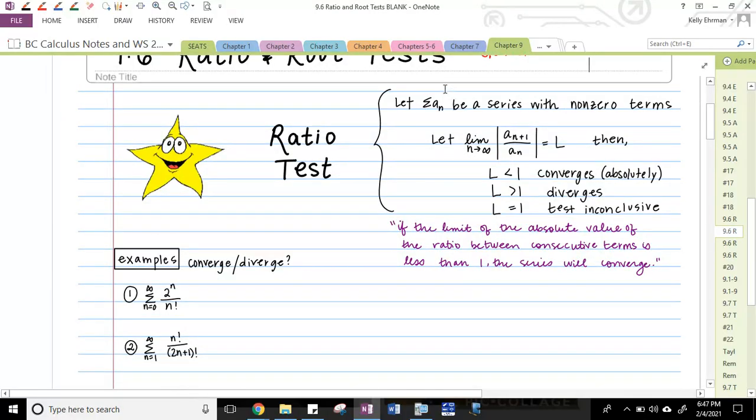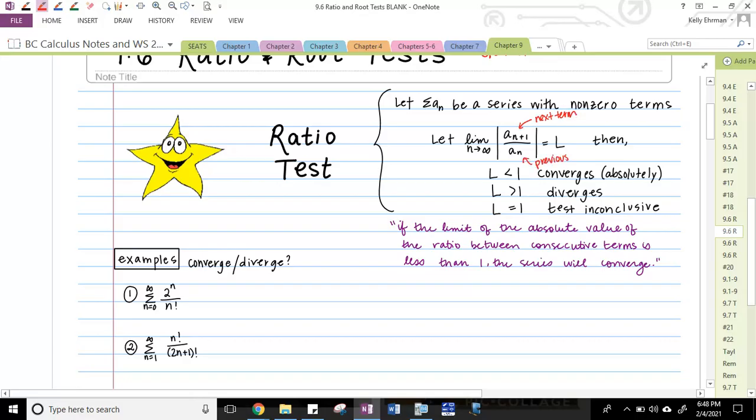So let's let, I'm just going to call this series A, be a series with non-zero terms, and let the limit as n approaches infinity of the absolute value of a sub n plus 1 divided by a sub n equal L. Let's pause and talk about what that is saying right there. A sub n and a sub n plus 1, we're talking about terms in the sequence. So this is saying, how do I want to say this? This is saying like the next term divided by the previous term.